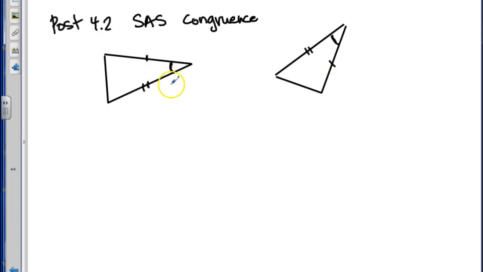So side, angle, side would be AB is congruent to DE, CB is congruent to EF, and angle B is congruent to angle E. That is side, angle between them, and then side. All right, so that is postulate 4.2. Let's look at a problem and see if you guys can figure out if this is side, angle, side.